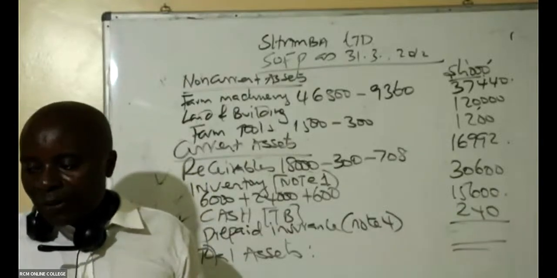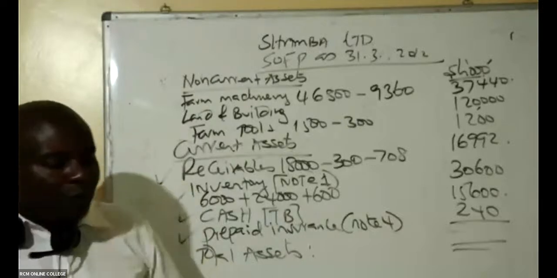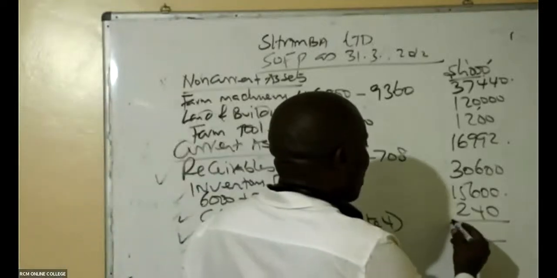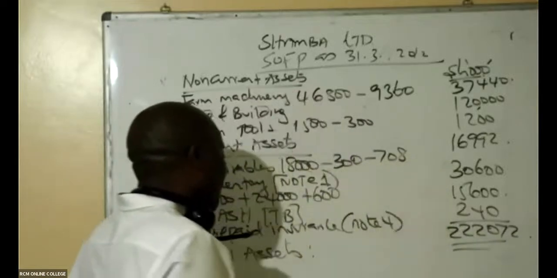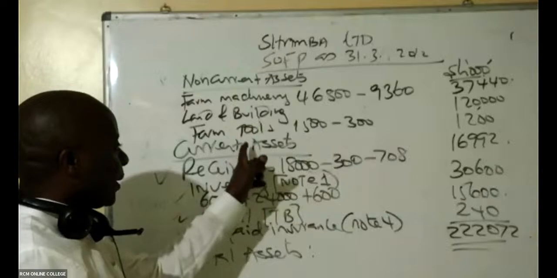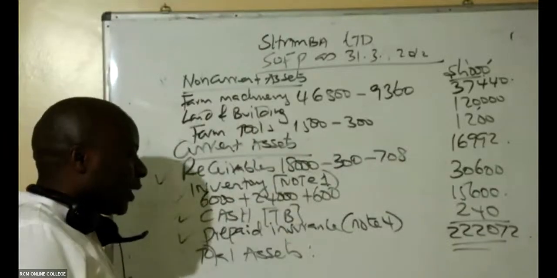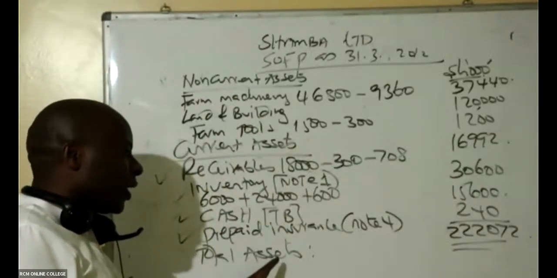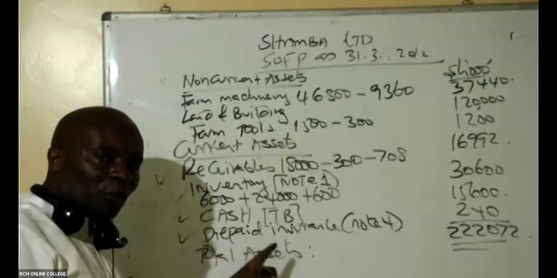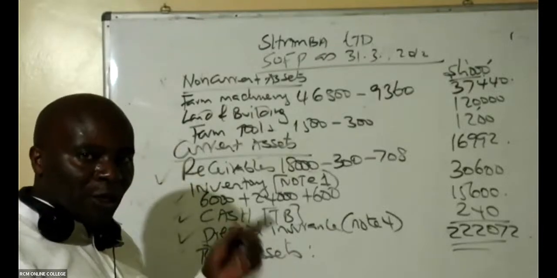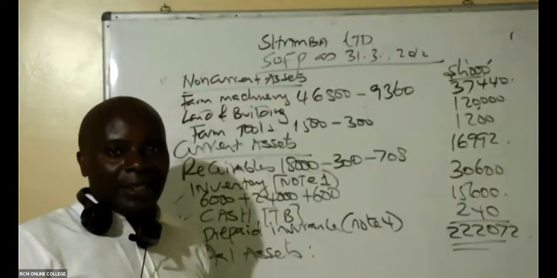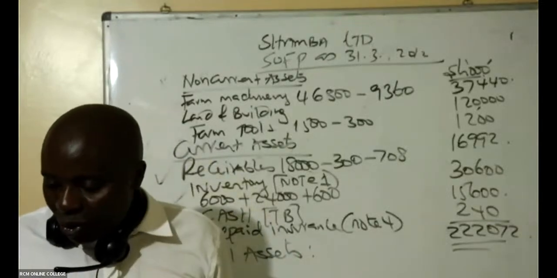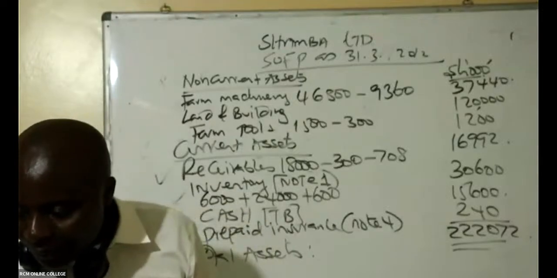So according to Margaret, we have 222,072. And then, ladies and gentlemen, I would have preferred going down here, but these assets must be accounted for. How are they financed? Remember, for asset financing, we look at the owner's equity or liabilities. You'll have to allow me, because of lack of space.